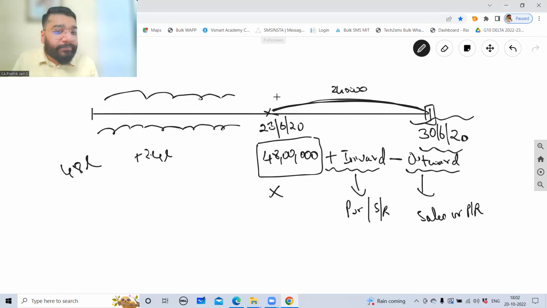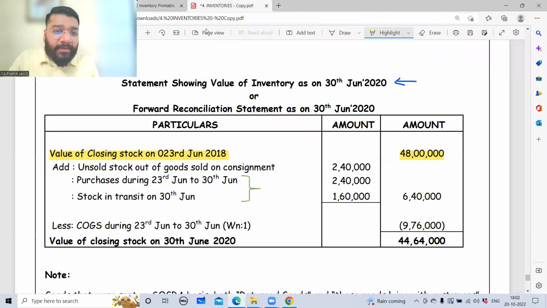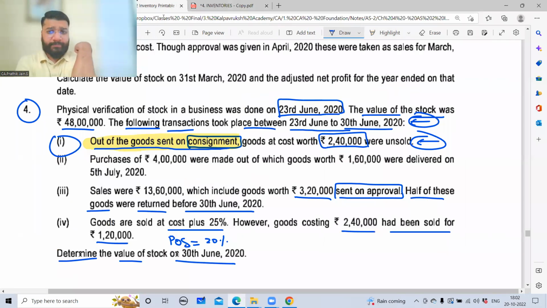Am I clear? That's the reason I say what they've done is add unsold stock out of goods sent on consignment, 2,40,000, because the consignee's inventory is our inventory as per the consignment concept. So 2,40,000 is added. Any problem here? Please tell me, guys. Any problem here? No, sir. Is the logic clear? So here the assumption they have taken is the goods were sent on consignment before the physical verification. So this is one place where people go wrong in their assumption.